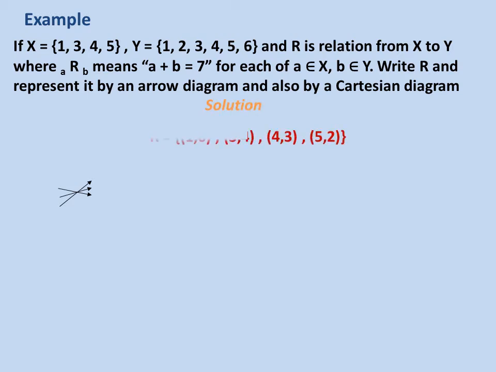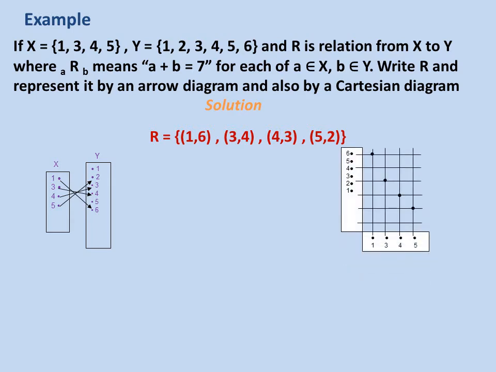Solution: R equals the set of ordered pairs {(1, 6), (3, 4), (4, 3), (5, 2)}, because 1 + 6 = 7, and 1 belongs to X and 6 belongs to Y. We can represent it by an arrow diagram and also by a Cartesian diagram.